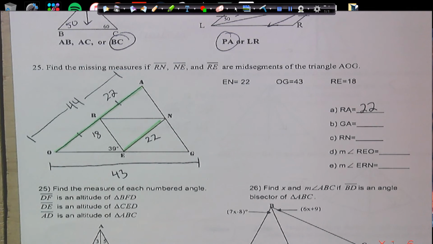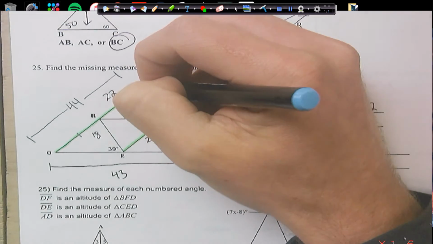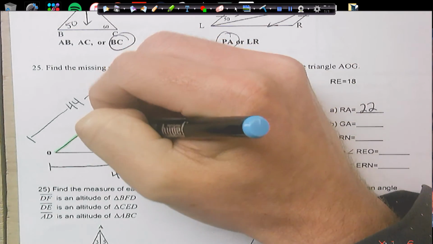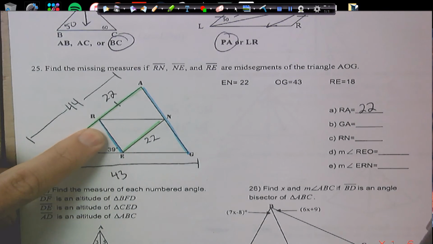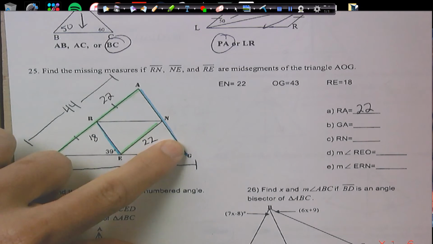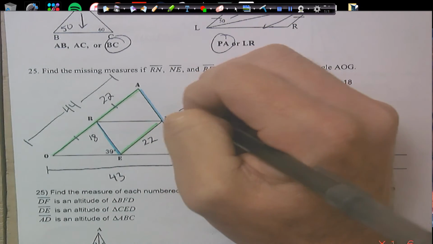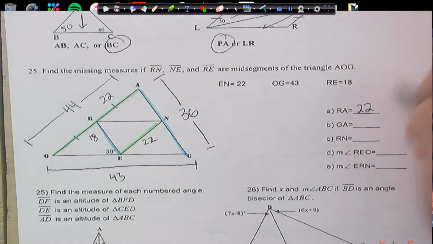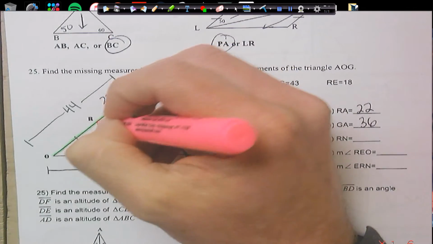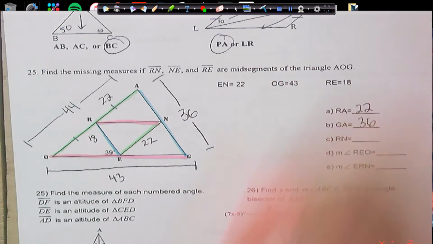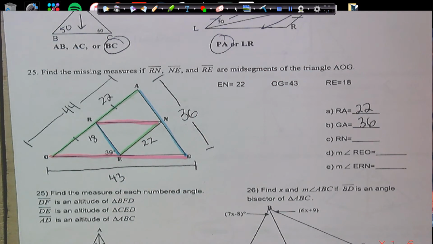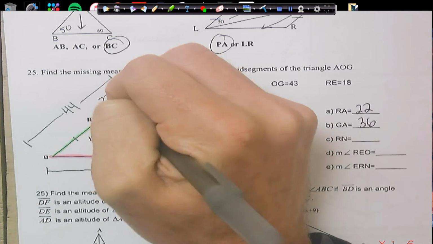Pretty cool. GA. Okay, well, GA is going to match up with RE. And if RE is 18, we double it. Remember, we got Kevin Hart, The Rock. The Rock is twice the size of Kevin Hart. So 36 is that distance there. Last but not least, RN. Okay, RN's right here. And its base is right down here. Here's the rock. So what's half of 43? Half of 43 is going to be 21.5.